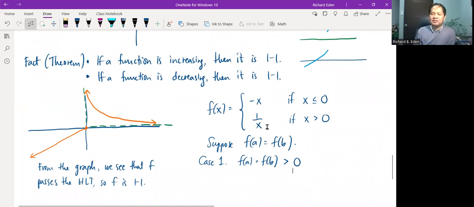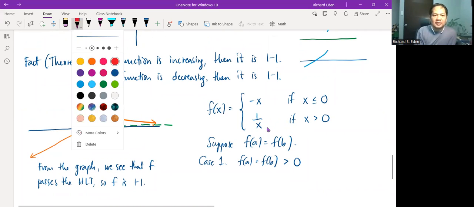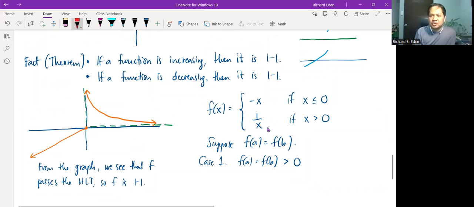Suppose the common value is positive. But I'd like to point out that in this function, if x is positive, f of x is 1 over x. But then in that case, because x is positive, f of x would also be positive.